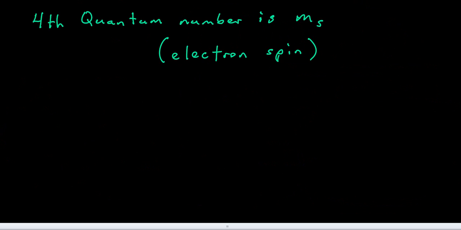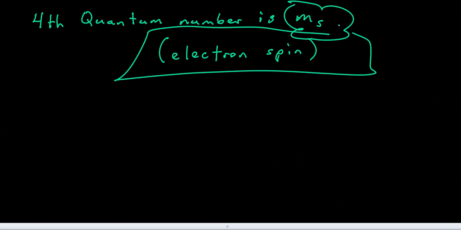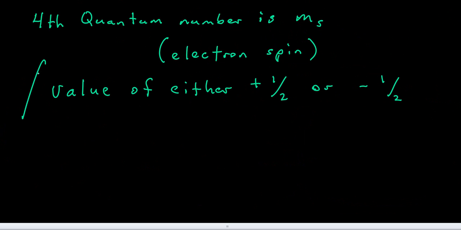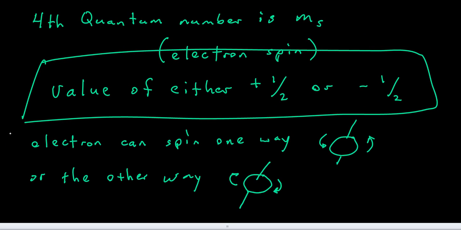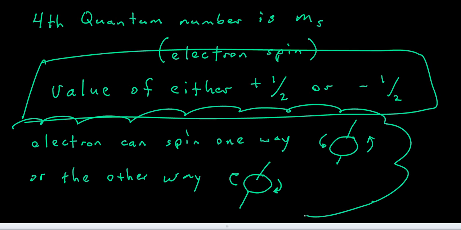The fourth and final quantum number is known as m sub S. The m sub S represents the electron spin for an electron. The possible values for m sub S are either +1/2 or -1/2. M sub S just indicates to us that an electron can either be spinning in one direction or the electron can be spinning in the opposite direction. One value is +1/2, the other value -1/2.